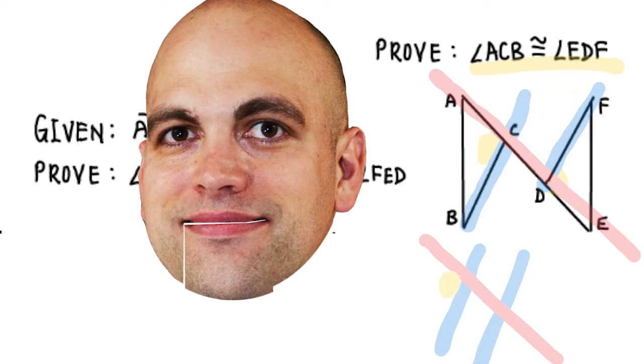And then here is what I know. If we're talking about this yellow angle and this yellow angle right here on the outside, these are alternate exterior angles. And those angles are congruent. Amazing. Let's keep it moving.